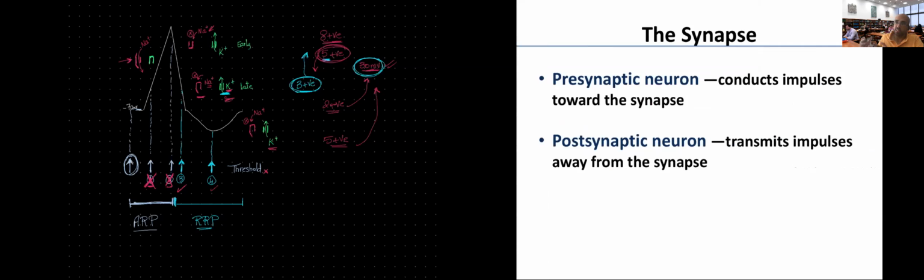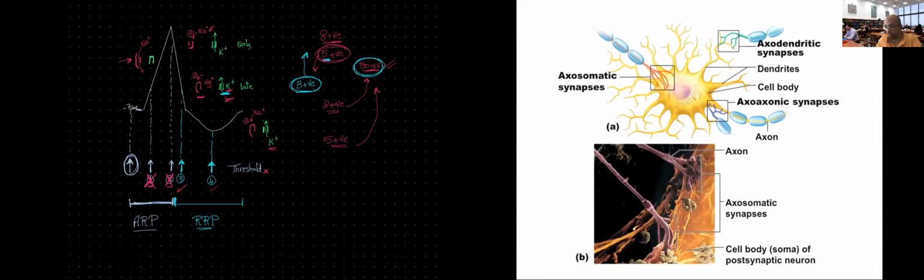So if we are looking at the connection between two neurons, we consider the one that precedes the synapse. It's the presynaptic neuron that will be conducting the signal towards the synapse. And we consider the one that comes after the synapse. It's the postsynaptic neuron that will be receiving the signal from the presynaptic neuron and transmitting the signal away from the synapse.